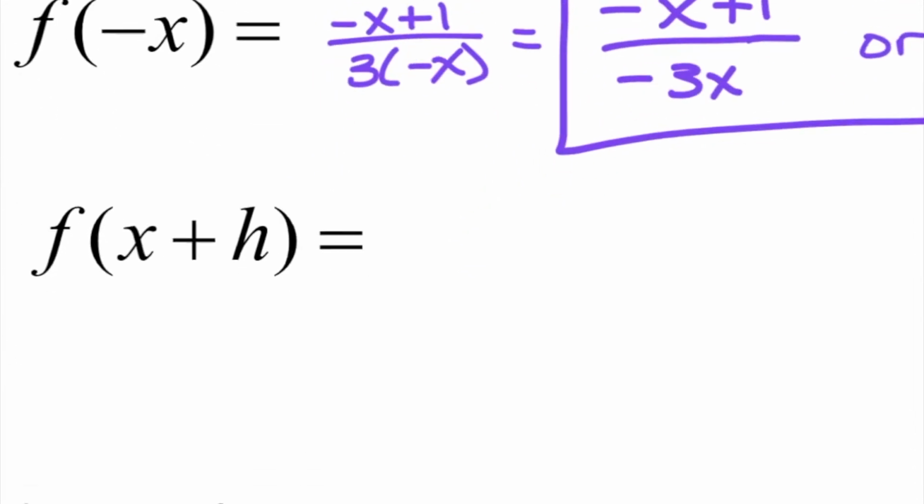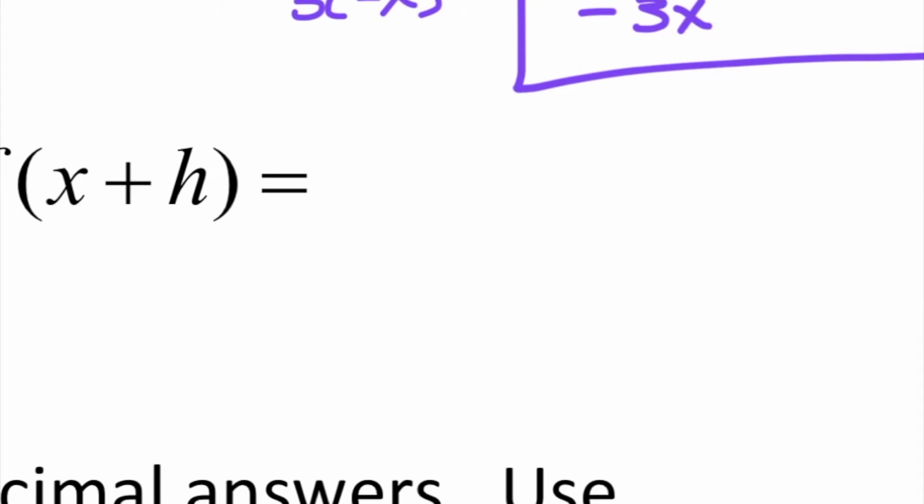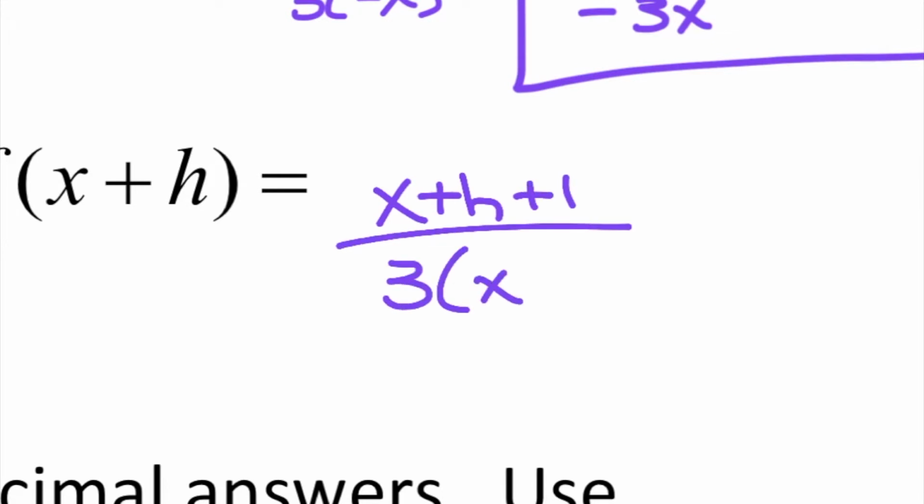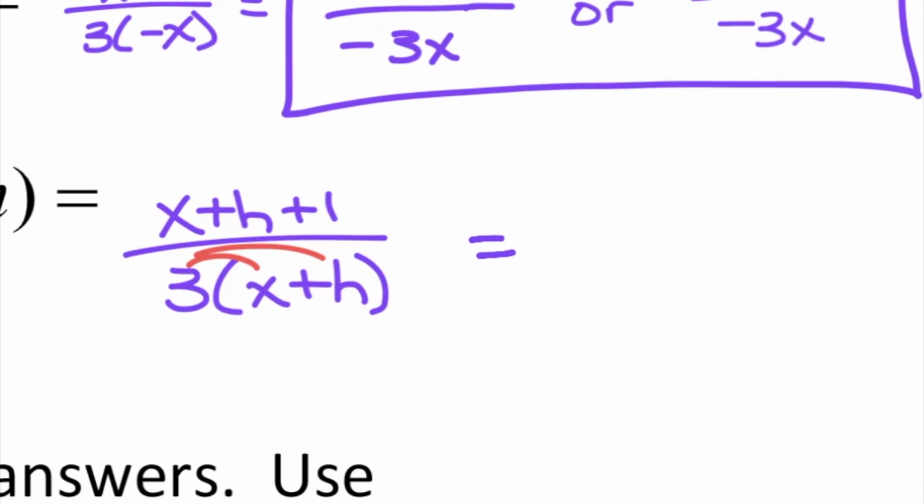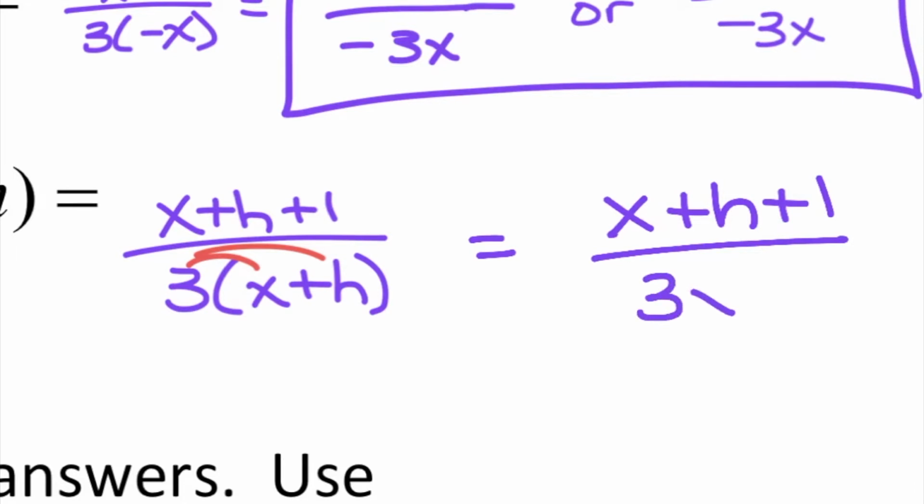And then in this bottom one, you're going to substitute in the numerator just x plus h plus 1. In the denominator, you're going to need to use parentheses there, and then you're going to need to distribute the 3 so that your final answer here is x plus h plus 1 all over 3x plus 3h.